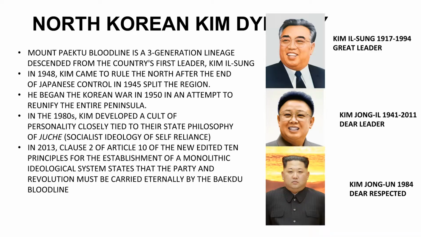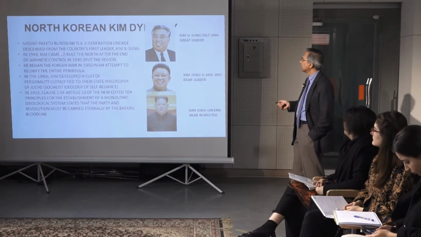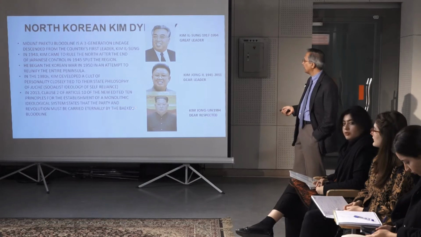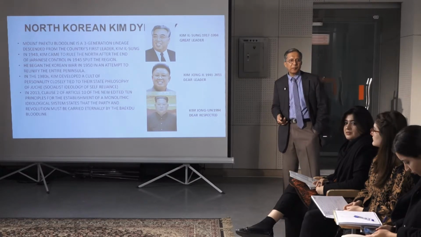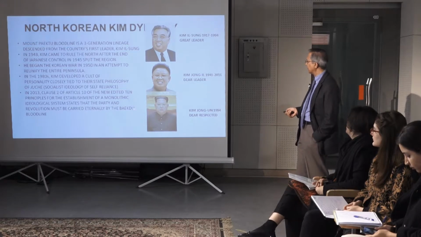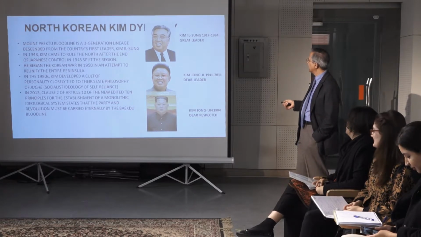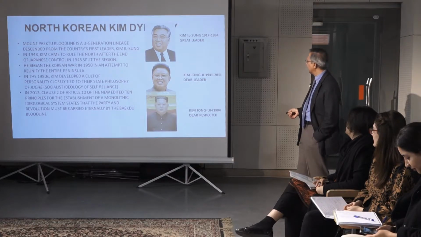In 2013, Clause 2 of Article 10 of the newly edited Ten Principles for the Establishment of a Monolithic Ideological System states that the party and revolution must be carried on eternally by the Paektu bloodline. Here I've written Paektu and here it is Baekdu. Both may be correct, or one of them might be wrong. Baekdu is easier to pronounce. So this was the second, Kim Jong-il, 1941 to 2011. He was called the Dear Leader, and this is Kim Jong-un, born 1984, Dear Respected Leader.